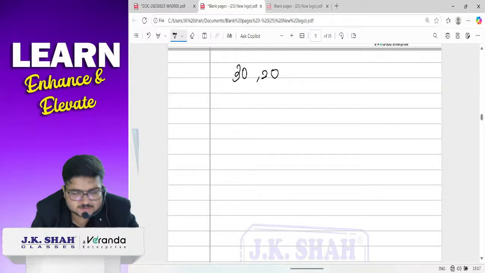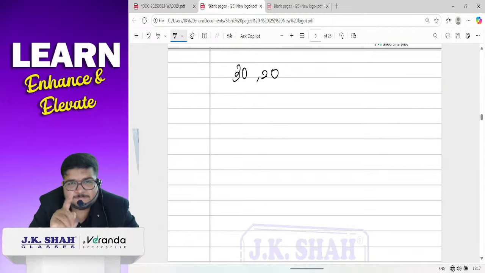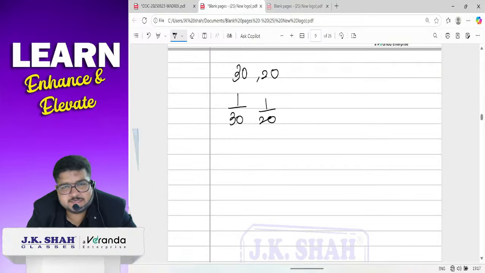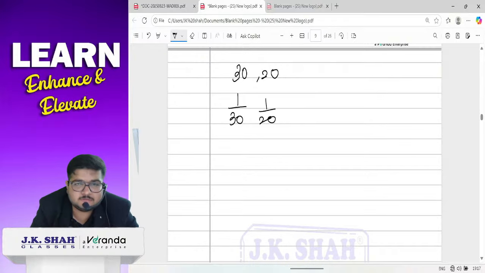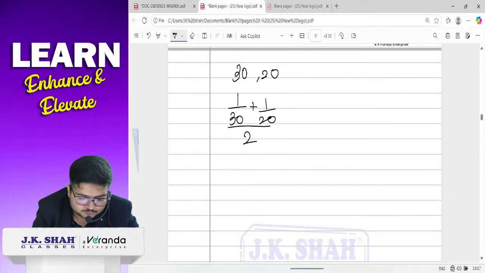Second question. There are 2 observations, 30 and 20. So first step, reciprocal, arithmetic mean, reciprocal. First step is reciprocal, second is arithmetic mean, third is reciprocal. First we will do reciprocal, right? First step is completed. Now comes the second step. We have to find arithmetic mean of these two observations. So how can we find arithmetic mean? Sum of 2 observations upon how many observations are there? 2.